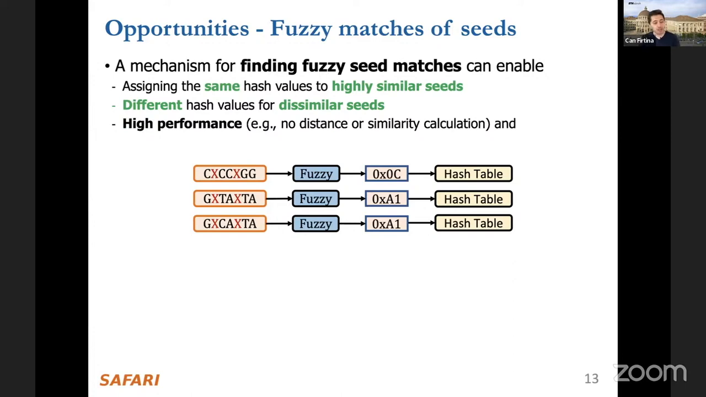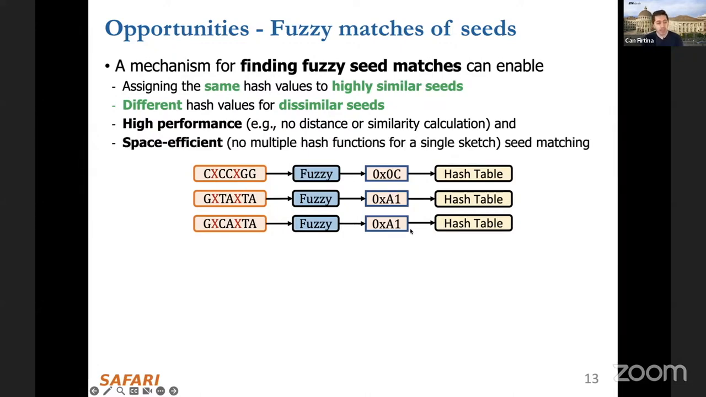So we also want to do it with high performance, meaning we don't want to do distance or similarity calculation between these seeds. We want to generate these hash values very efficiently without any distance calculation. And we want this method to be space efficient, meaning we don't want to generate multiple hash functions or multiple hash tables, as usually done in many locality sensitive hashing methods to identify seed matches by, for example, calculating the Jaccard similarity or by finding a single seed match in one of these multiple hash tables. So it needs to be space efficient as well, ideally by using a single hash table.